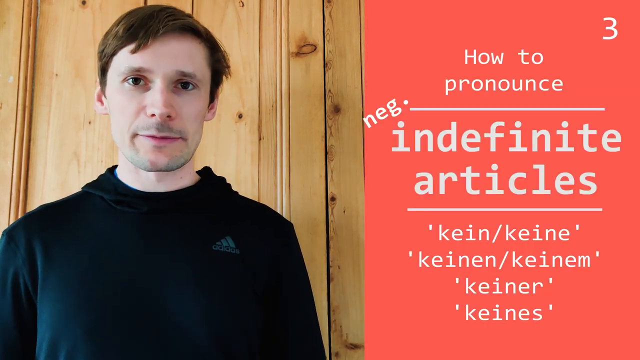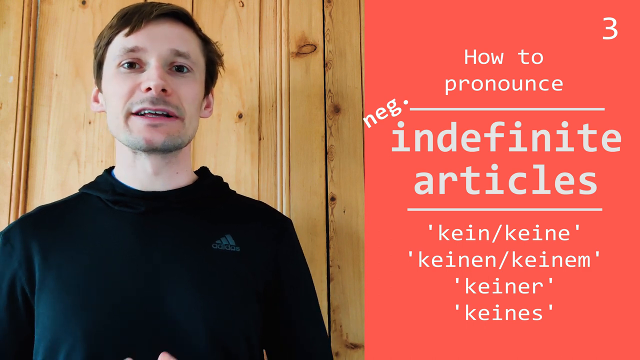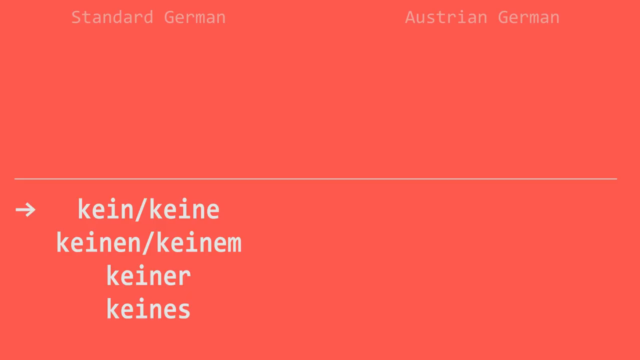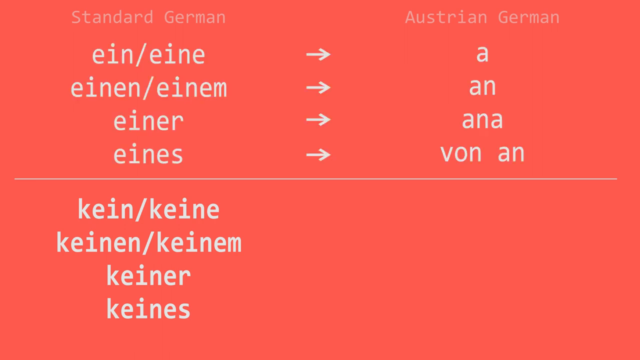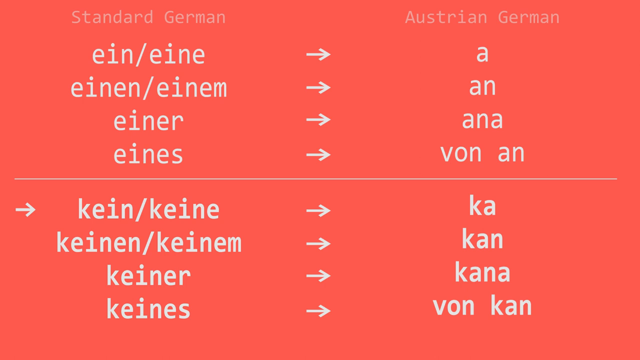All right. Rule number three, the pronunciation of the negative indefinite articles kein, keine, keinen, keinem, keiner, keines. And you can guess it, it is pronounced as we have just practiced before. The only difference is that they put the consonant K in front of it. So kein, keine is pronounced in Austrian dialect ka. Keinem, keinen is pronounced as kan. Keiner is pronounced like kana. And the word keines is pronounced von kan.